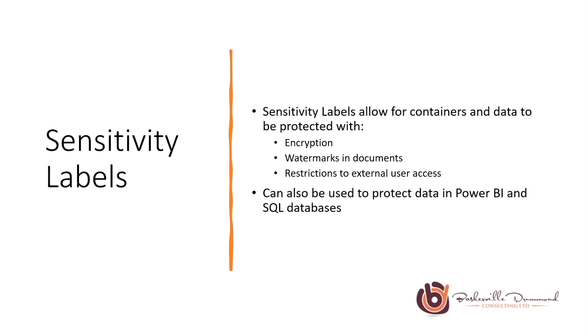Moving on to sensitivity labels. Essentially, sensitivity labels allow for containers and data to be protected with things such as encryption, by putting watermarks into documents and adding restrictions to external user access, which is especially useful in the case of Microsoft 365 groups and Microsoft 365 Teams. Using something called Azure Purview, sensitivity labels can also be used to protect data that exists in Power BI and also SQL databases.